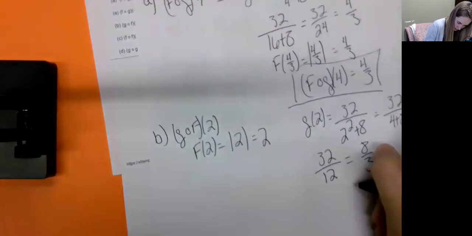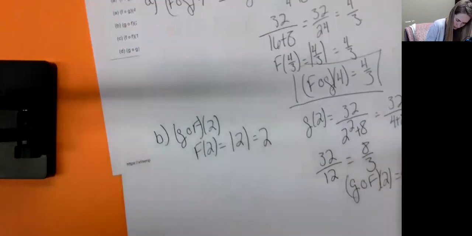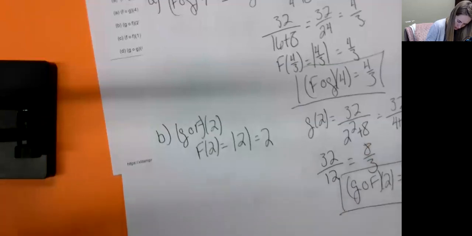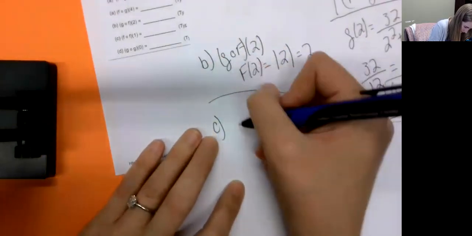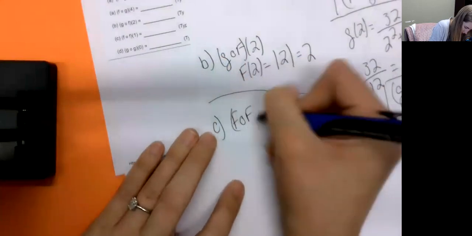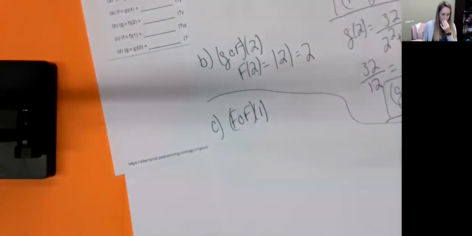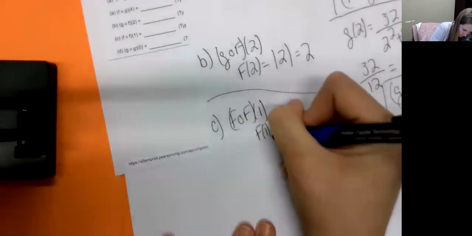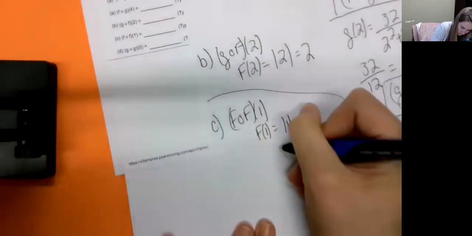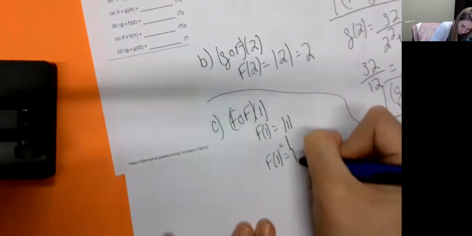Thirds, and that would be our answer. So 2 equals 8/3. And since our f function is just the absolute value of x, we'd have the absolute value of 1 twice. So f of 1 equals the absolute value of 1, which is 1. And then we do that over again.